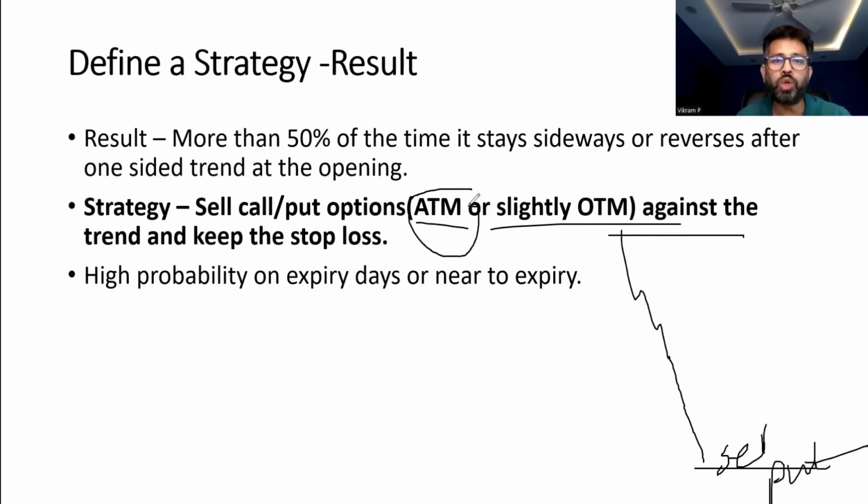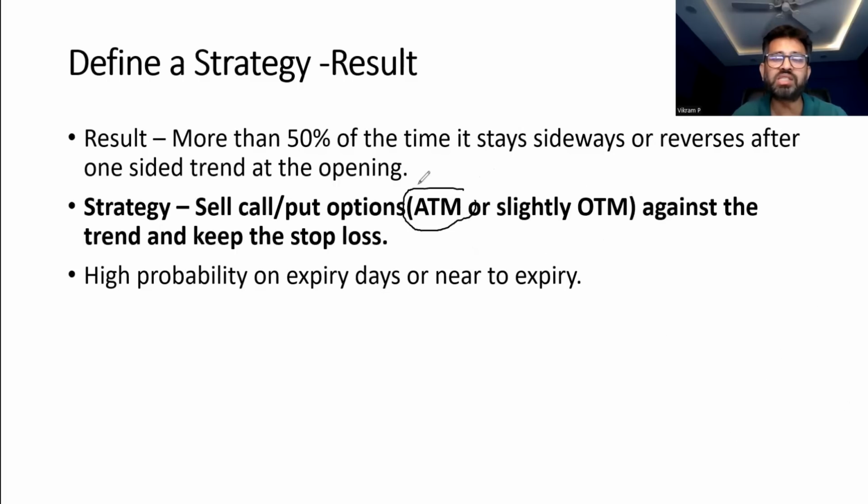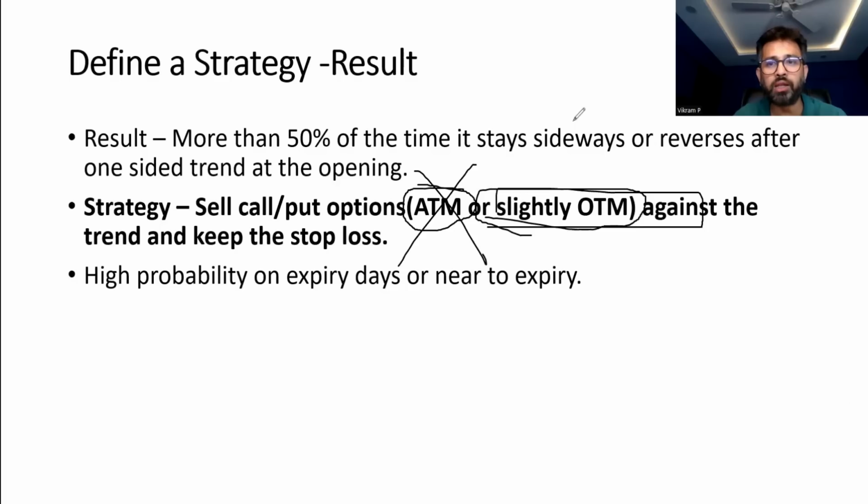Why ATM? ATM will give you better premium. Slightly OTM can give you less premium. And another thing is that if it makes a huge reversal move, then ATM can give you big profit. But if it doesn't make a huge move and stays sideways, then ATM doesn't give you that much profit, because it may still stay at ATM till the market closes. So premium will not get eroded entirely, but out of the money option, you know that it entirely becomes zero. All right. So in that case, slightly OTM can give you better profit.